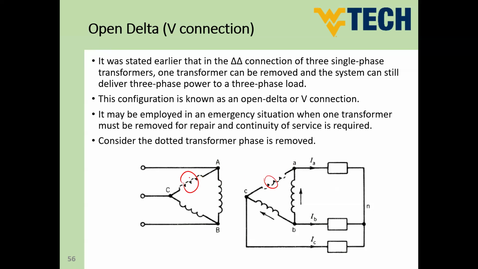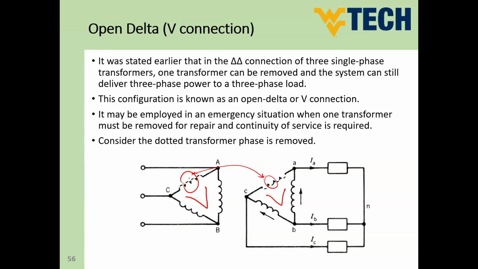So this is the primary of the transformer and this is the secondary of the transformer. If we remove this transformer, we would now have a V connection, and this is called open delta connection. The advantage of this connection, guys, is you can use it to do maintenance on your transformer, but you will lose around 42% of your load of the rated capacity of your transformer.